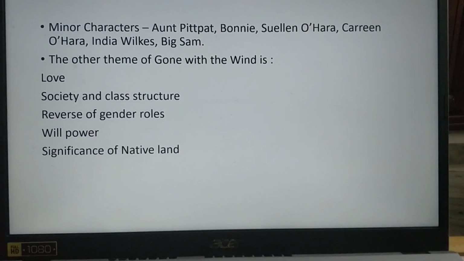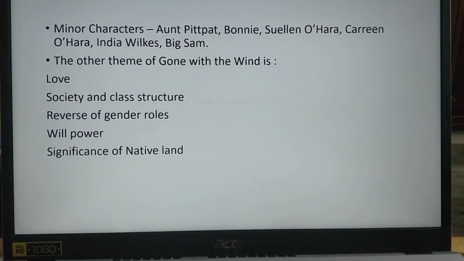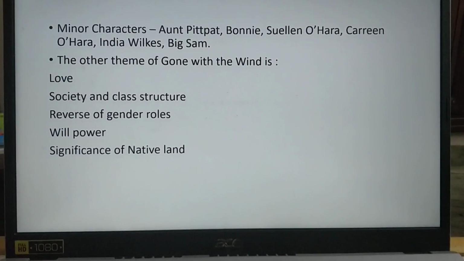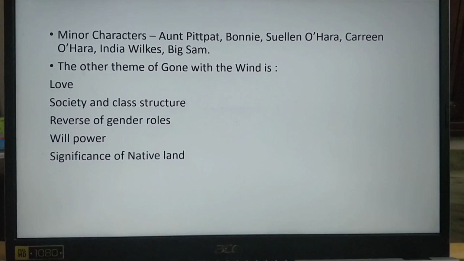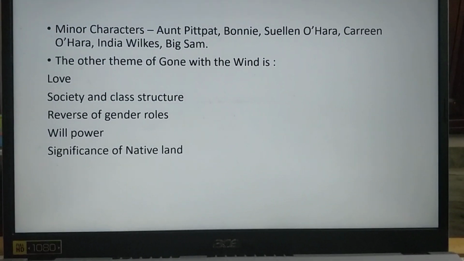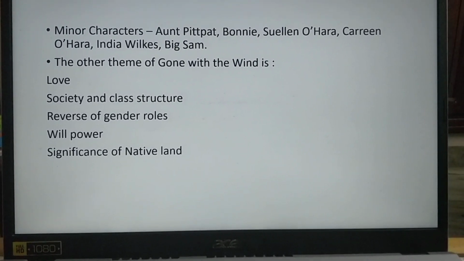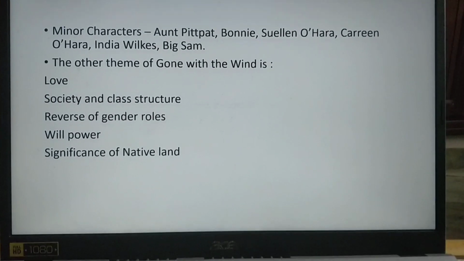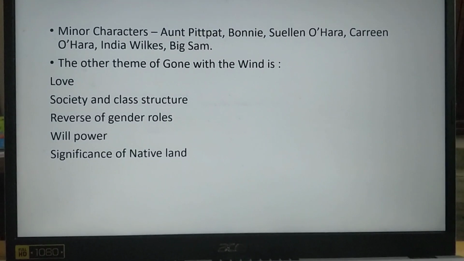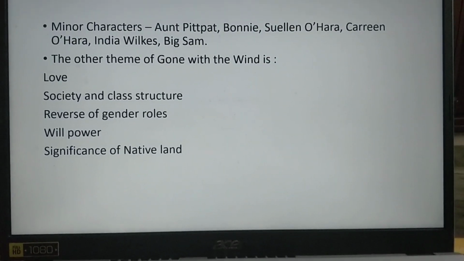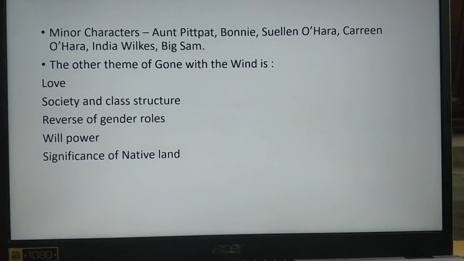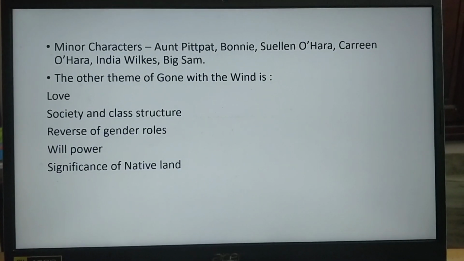Now, the willpower of Scarlett O'Hara is another theme of the story. It is absolutely stunning willpower. She survives through the war. She looks after the wounded people, and in the scarcity of food also she tries hard to get through her life. She's a very strong character. Anyway, the next theme is the significance of native land. Tara is the native land of Scarlett O'Hara, which she clings to throughout the story, just like her father Gerald.